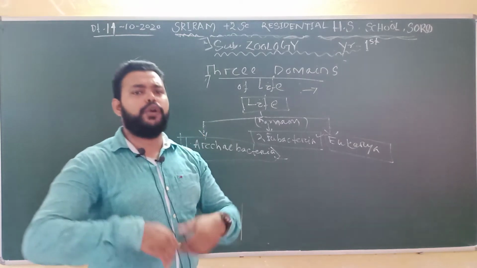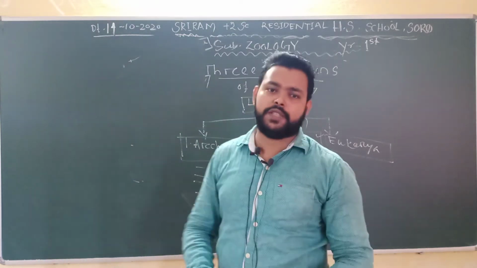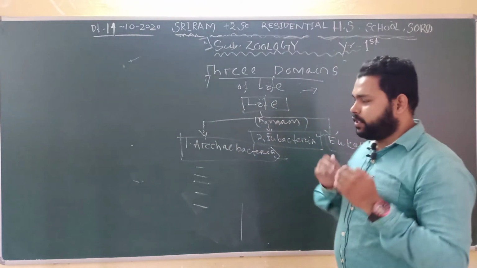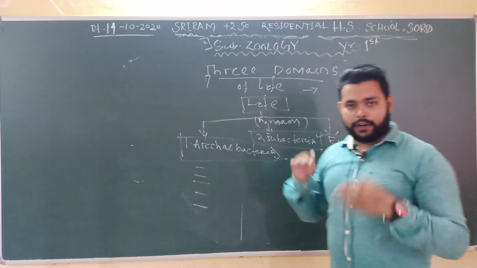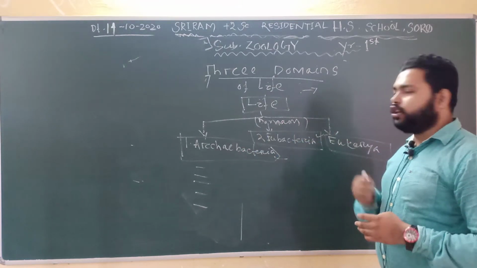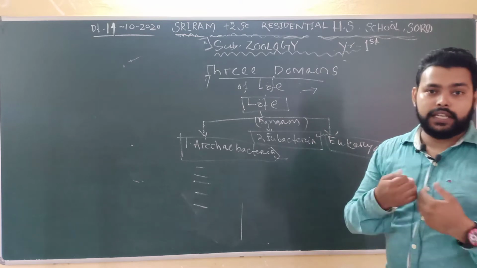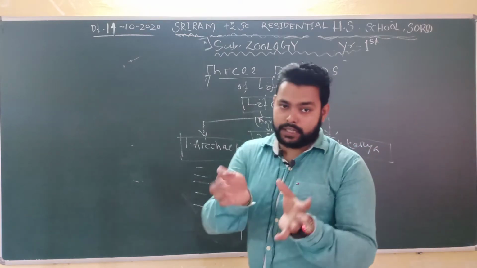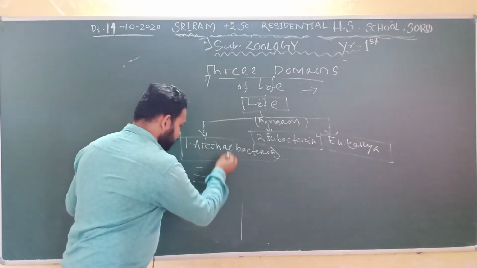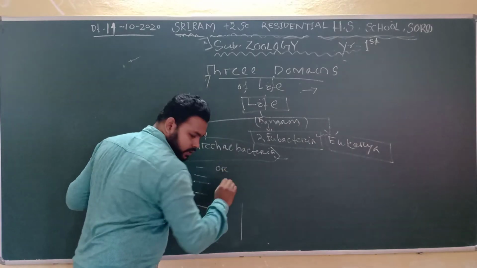On which basis can we categorize, or on which basis can we classify these prokaryotic types of living organisms into two domains, Archaebacteria and Eubacteria? On which character do we divide them? Mainly we consider the organization of cells.